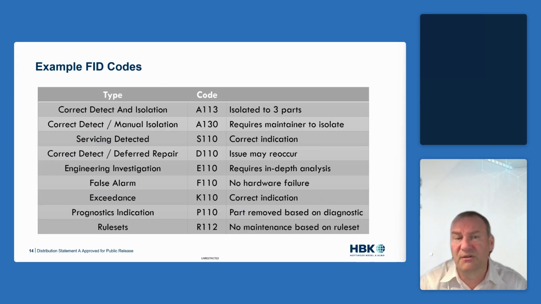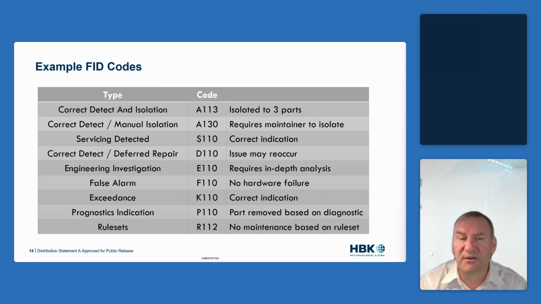But these are some of the alerts that are there, or what we're trying to do in the system. So we're trying to identify those codes where we correctly detect and isolate, like the first code there, the A113 code. In that particular case, you would apply that code if you could isolate it down to 3 parts, as opposed to 1 part or 2 parts. Can you isolate it down to 3 key parts? And you would score it that way.